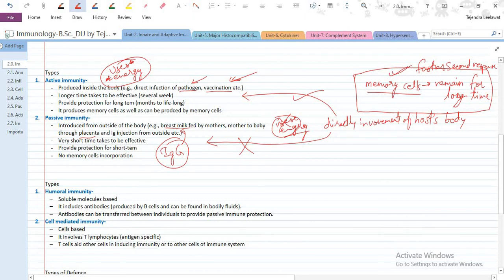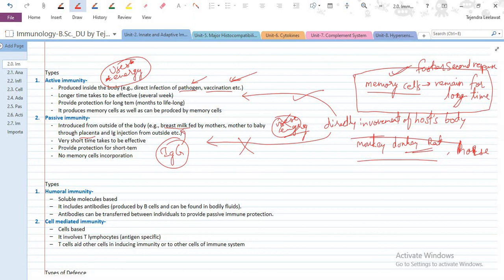Passive immunity, as I told you, takes a very short time to be effective, because it is already created, but in another person or organism, and it is directly given to us. Suppose it is created in a monkey, dog, rat, or horse at a prior time. Whenever that type of immunity is given to our body, it is already made, so it saves the time the body would spend working out which type to create.